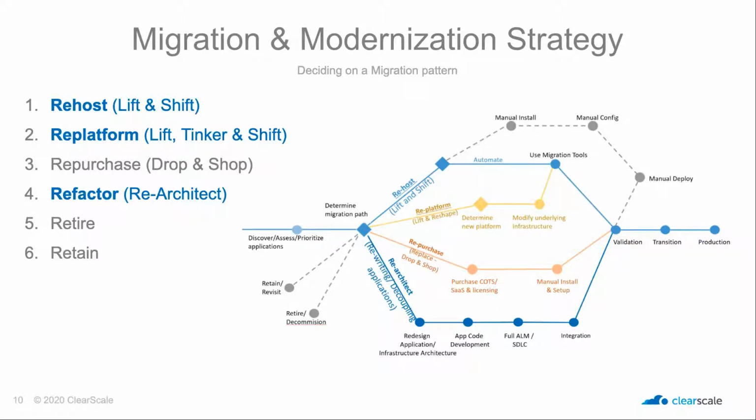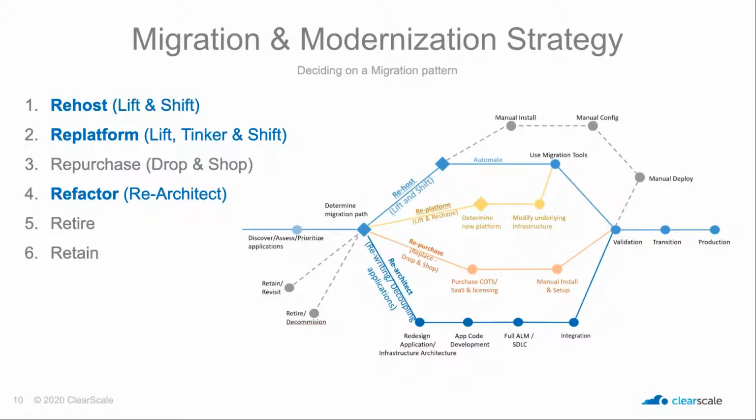So first we'll look at rehost. This is a lift and shift. You're essentially taking your VMware on site, taking a snapshot and moving it to the cloud. You do get some benefits though, like Amazon's high availability and very fast network speeds.